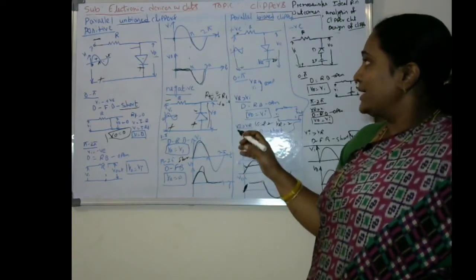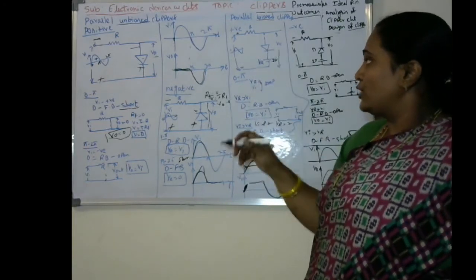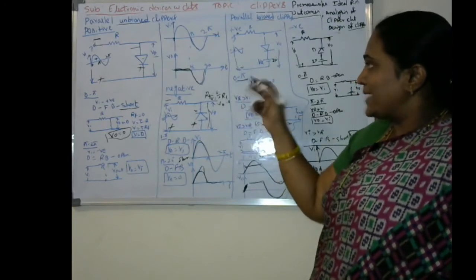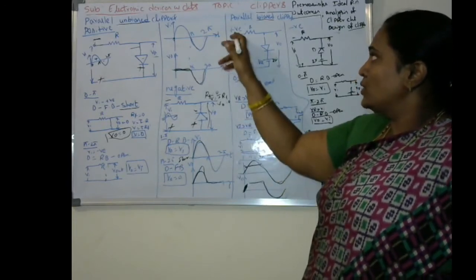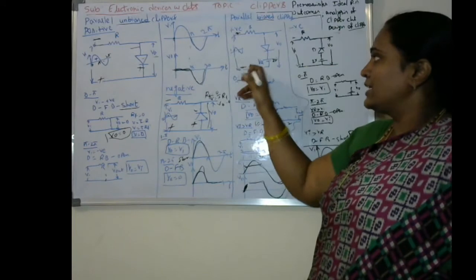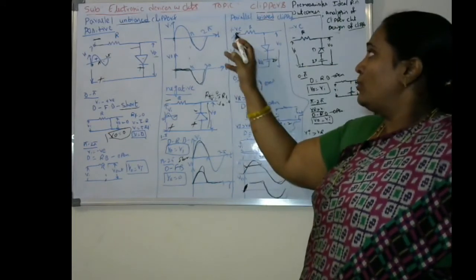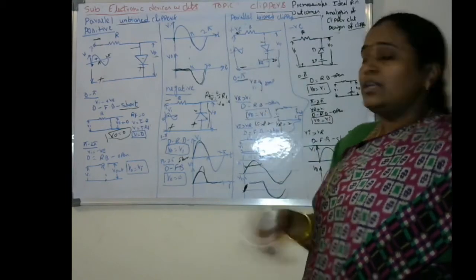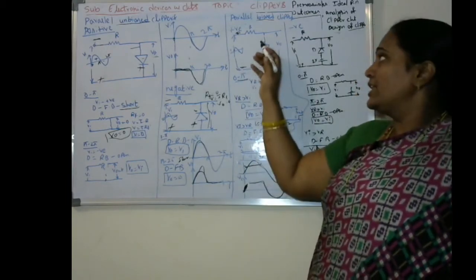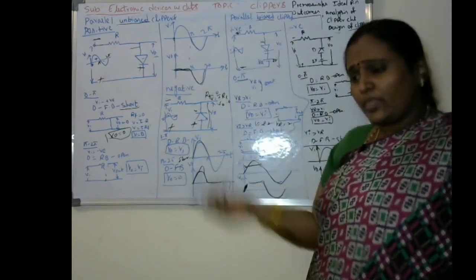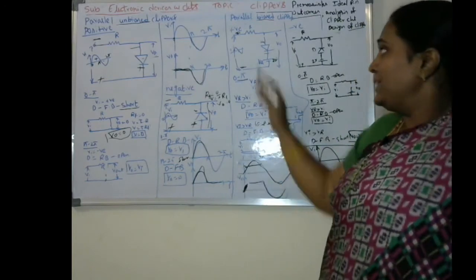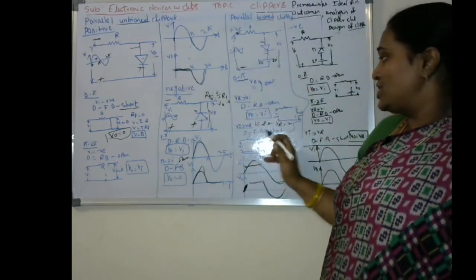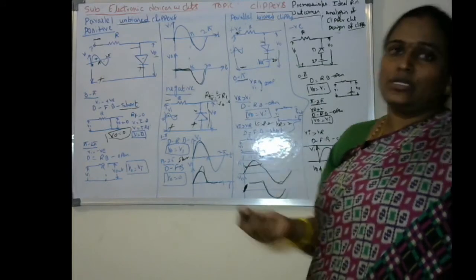With respect to the input, we have to see what happens to the diode. Since it is in the 0 to pi cycle, it is nothing but positive only. So here you are going to have a positive and here a negative. Positive has been connected to positive and negative to negative. So what happens? The diode enters into the forward bias condition. Whenever the diode is in the forward bias condition, it acts like a short circuit.